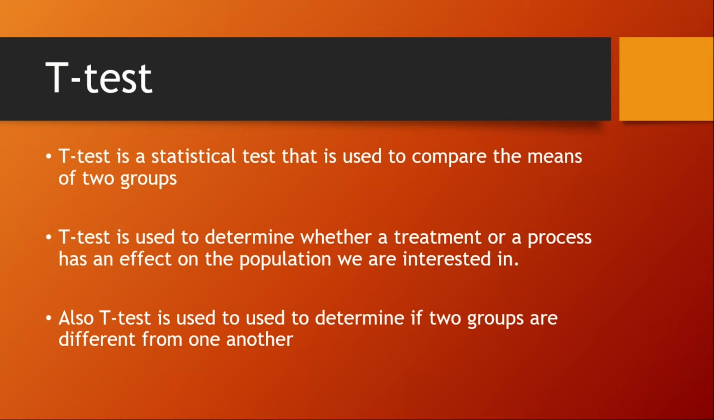Also, t-test is used to determine whether a treatment or a process has an effect on the population we are interested in. Let's say you are in a hospital and you want to measure the effect of a certain drug on the weight of your patients. So you measure the weight of your patients before subjecting them to a certain treatment or drug, and measure the weight after that treatment or drug. If you want to compare the means of the weight before and after the treatment, you are going to use a t-test. So once again, t-test is used to determine whether a treatment or a process has an effect on the population we are interested in.